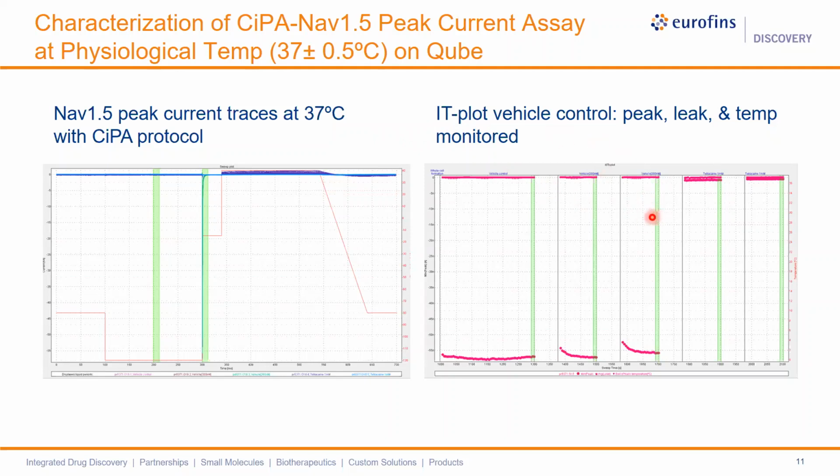And on the right-hand side, we're showing the IT plot for the way to control peak and leak and temperature are monitored. Here, as I mentioned, the leak current is monitored here and the peak current. And so you can see the leak and the temperature is almost overlaid here. And the y-axis here says about 36, 37 here. And the y-axis here is the peak current.